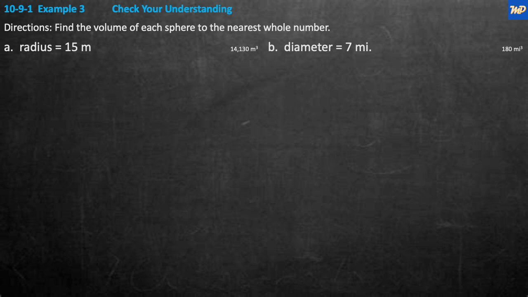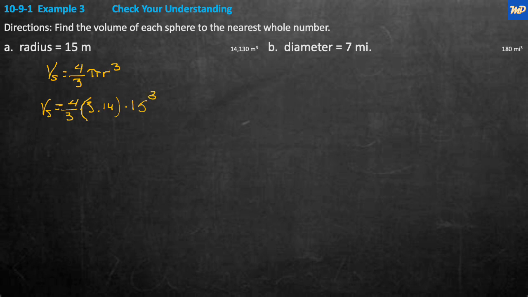So A says 15 meters is the radius. Okay, so let's say the volume of the sphere, V sub S, is 4/3, remember that? 4/3, what? Pi r cubed. Remember the cubed on this one. So the volume of the sphere is equal to 4/3 times pi, 3.14, I'll put parentheses around that, times r, which is 15, cubed.